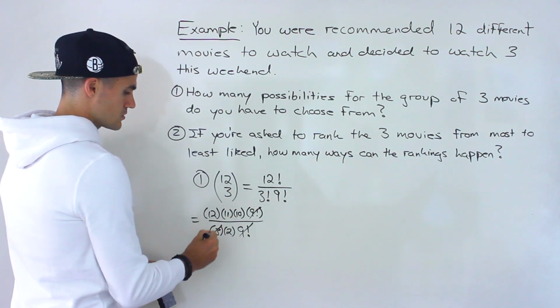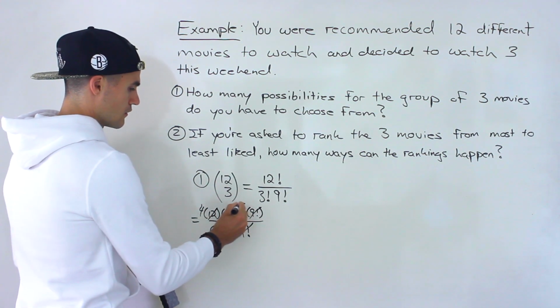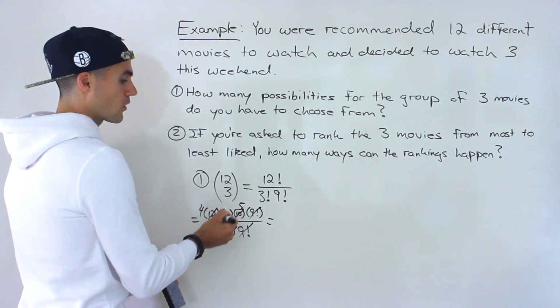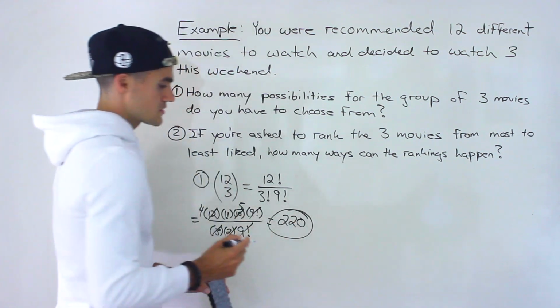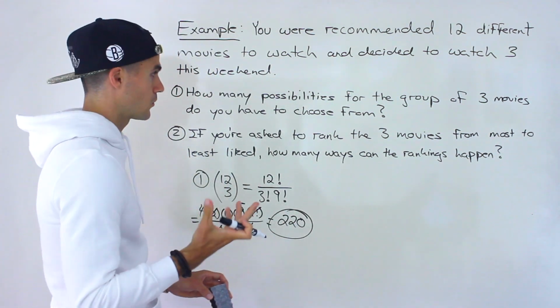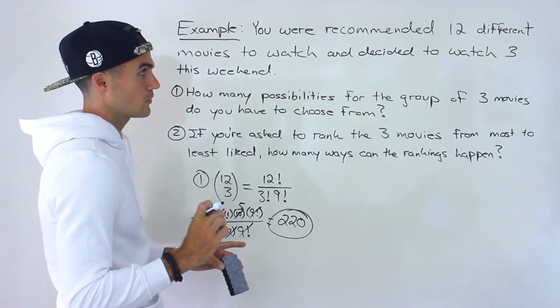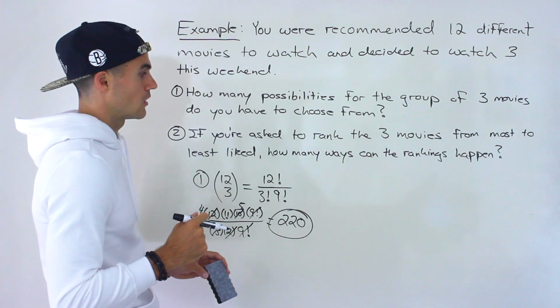Now 3 goes into 12 4 times, 2 goes into 10 5 times, and so 4 times 11 is 44, times 5 gives us 220. So that is the answer to number 1. There are 220 possibilities, 220 ways you can choose 3 movies from a list of 12.